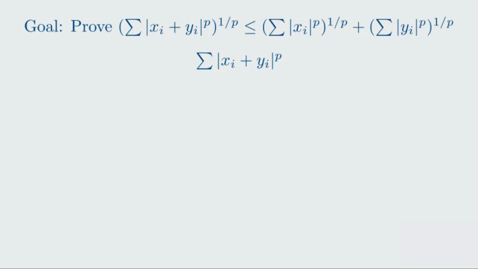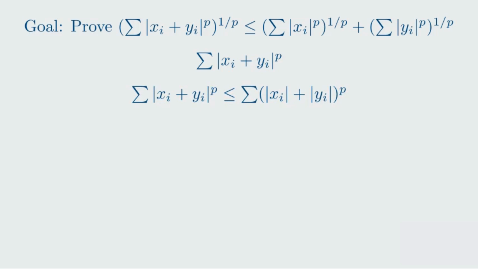This is the simple triangle inequality for real numbers. Applying this, we can say that the sum we're interested in is less than or equal to the sum of the pth powers of the sum of the absolute values of xi and yi. Now, we'll perform a clever factorization within the sum.